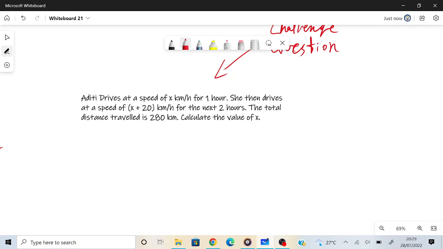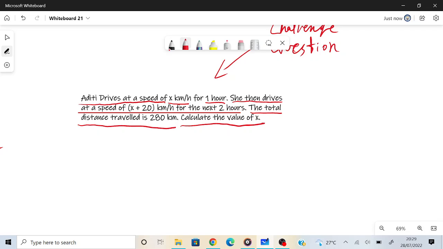Right, so what does this question say? It says Aditi drives at a speed of x kilometers per hour for 1 hour. She then drives at a speed of x plus 20 km per hour for the next 2 hours. The total distance traveled is 280 kilometers. Calculate the value of x. This one looks a bit complicated, but let's dissect the question.